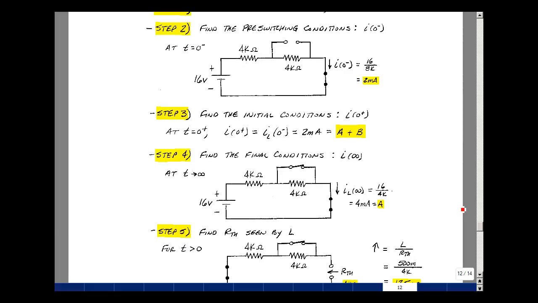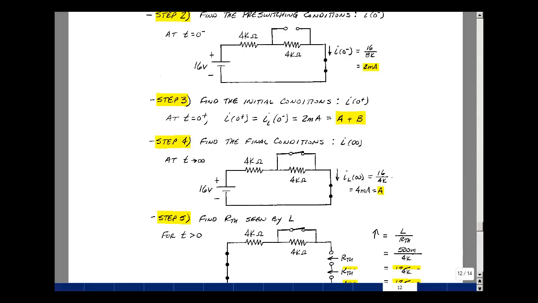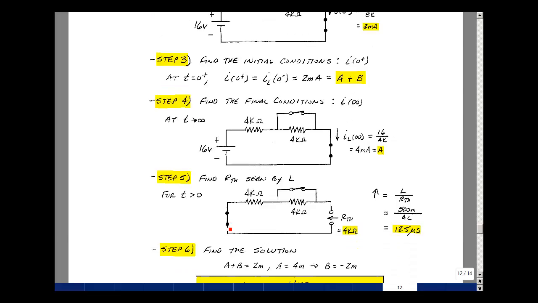Step 5 is to find the Thevenin resistance seen by the inductance. We'll set all the independent sources equal to 0. The switch has changed state, so it's a short here. Looking back, I see a short in parallel with 4K. That's just going to be 0 times 4K over 0 plus 4K, which is 0. So all we see looking back is just this 4K resistor. Our time constant is L over R Thevenin. L was 500 millihenries. R Thevenin was 4K. That gives us 125 microseconds.